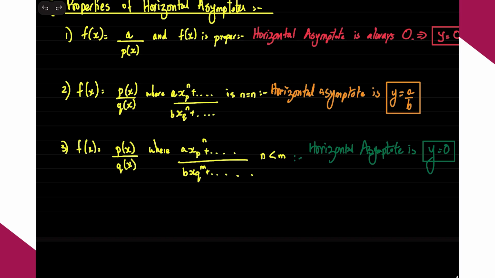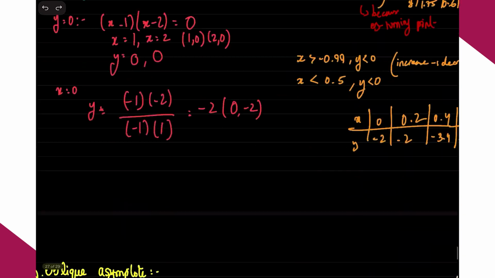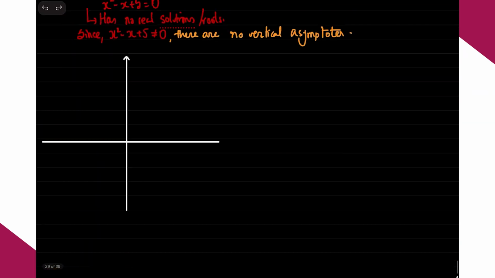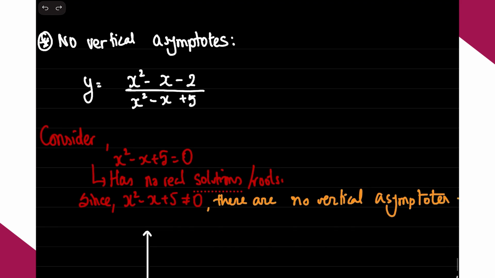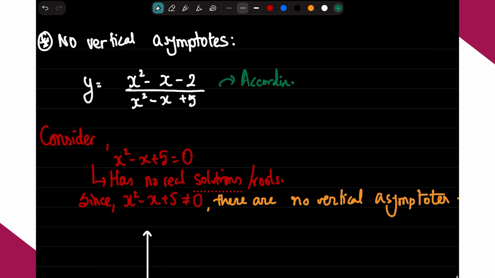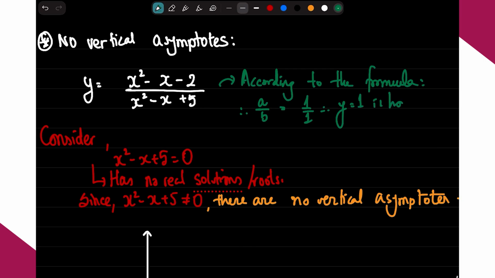So in that particular case, for this particular function, the horizontal asymptote. If I just write it according to the formula, the horizontal asymptote is a over b. So therefore 1 equals 1. Therefore the horizontal asymptote y equal to 1 is the horizontal asymptote.